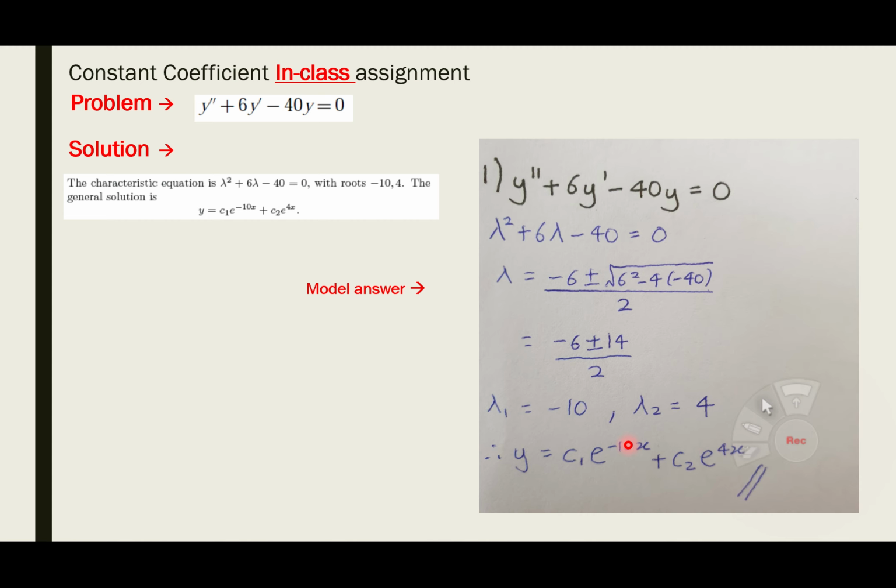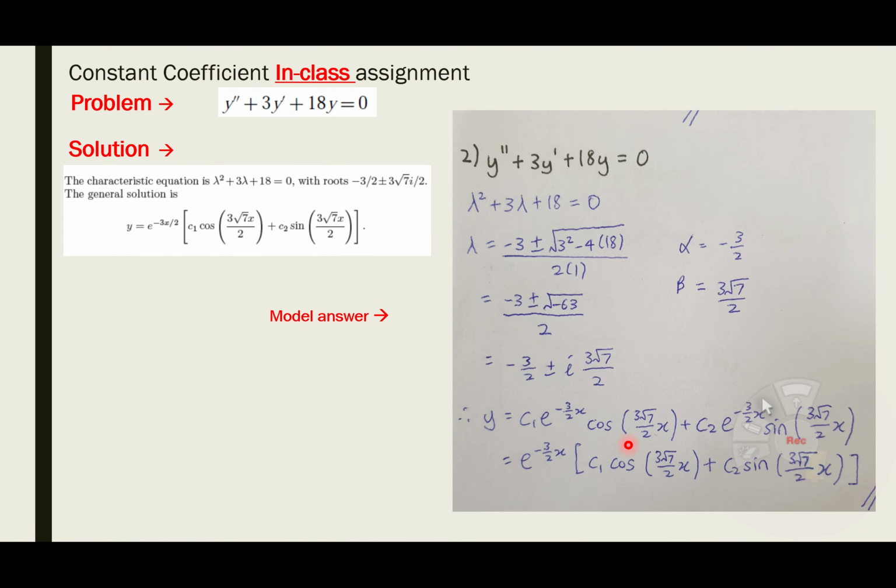Okay, now let's go to another in-class assignment. You can stop the video here. Just try to solve it before looking at the answer. Solve it by yourself: y double prime plus 3y prime plus 18y equal to 0.